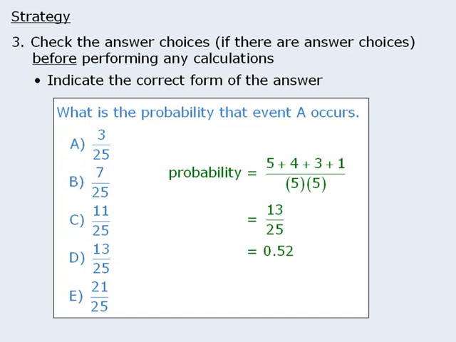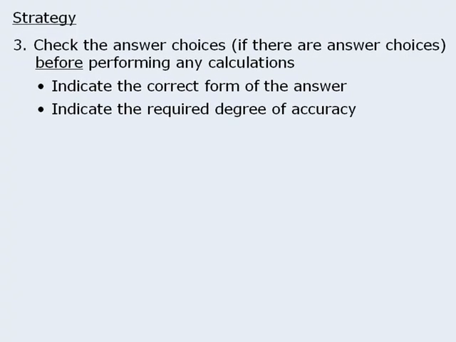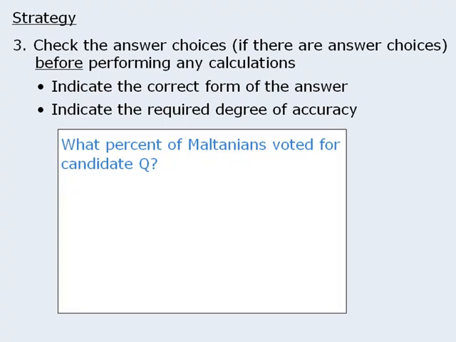Now, the bigger reason for checking the answer choices first is that the answer choices will indicate the degree of accuracy required. For example, in this question, answer choices that are very spread apart, like this, suggest that you can be very aggressive in your estimation. Conversely, answer choices that are tightly packed together might require you to be more precise in your calculations. So you won't know how accurate you need to be unless you check the answer choices first.